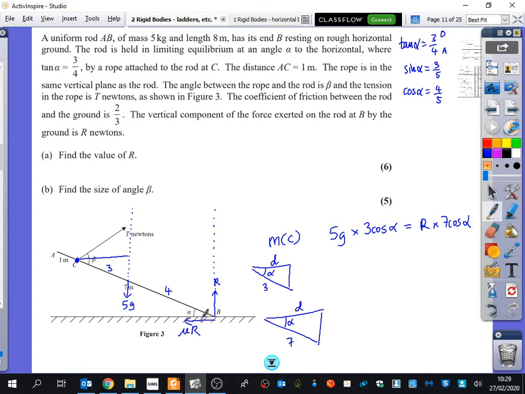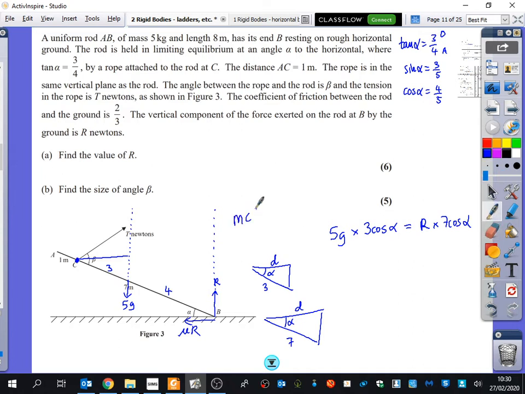Which one does the mu R appear to be working with? The 5G or the R? The 5G, yeah, because the 5G is trying to pull it downwards and the mu R is also trying to make it rotate in that clockwise direction. So I need to add something into this side, don't I?